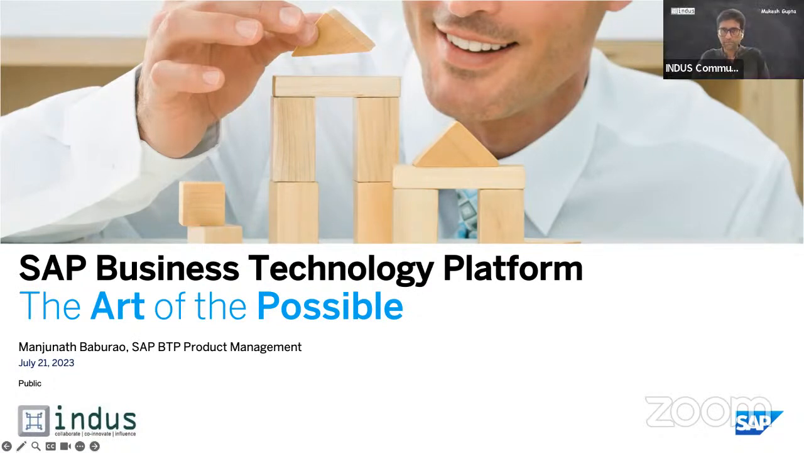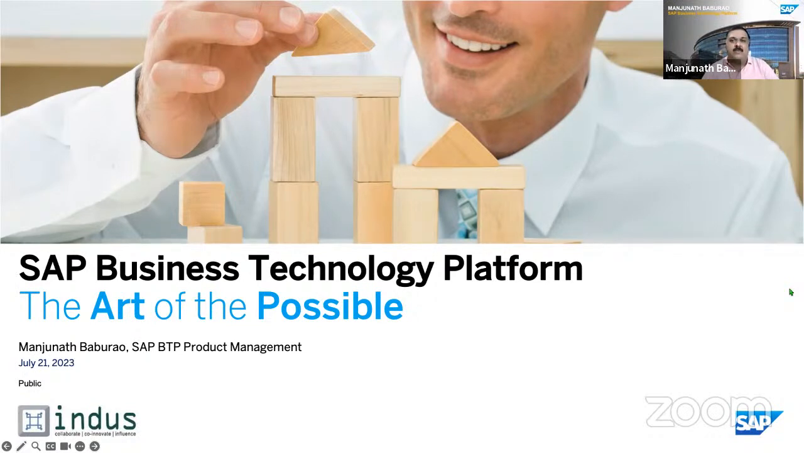Yes, thank you. Thanks a lot, Mukesh, for setting that context, and a warm welcome to everyone from my side as well. As Mukesh indicated, my name is Manjunath Baburao. People call me Manju, so please feel free to call me that. I am from the SAP Business Technology Platform Product Management team, and along with my colleague Rajiv, whom you met last week, we are also responsible for BTP awareness and adoption for the APJ area specifically, and we also have other global responsibilities across the globe.